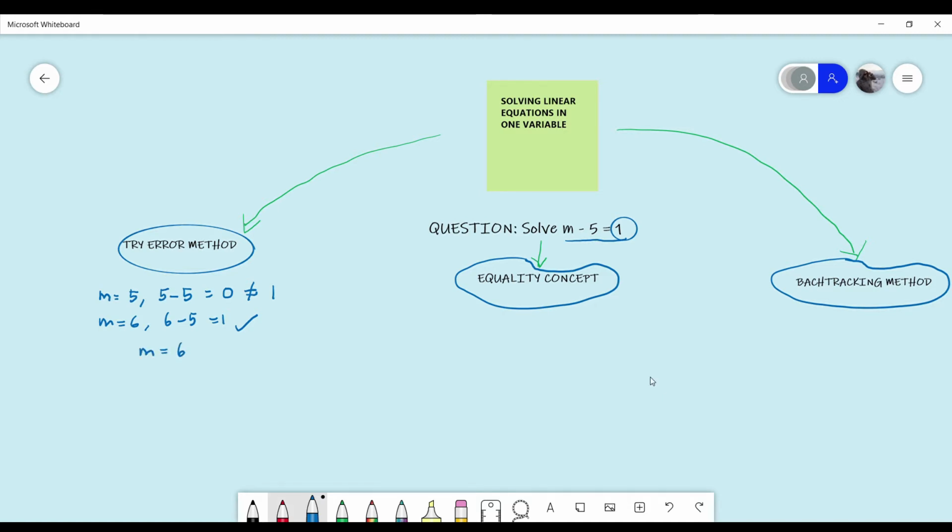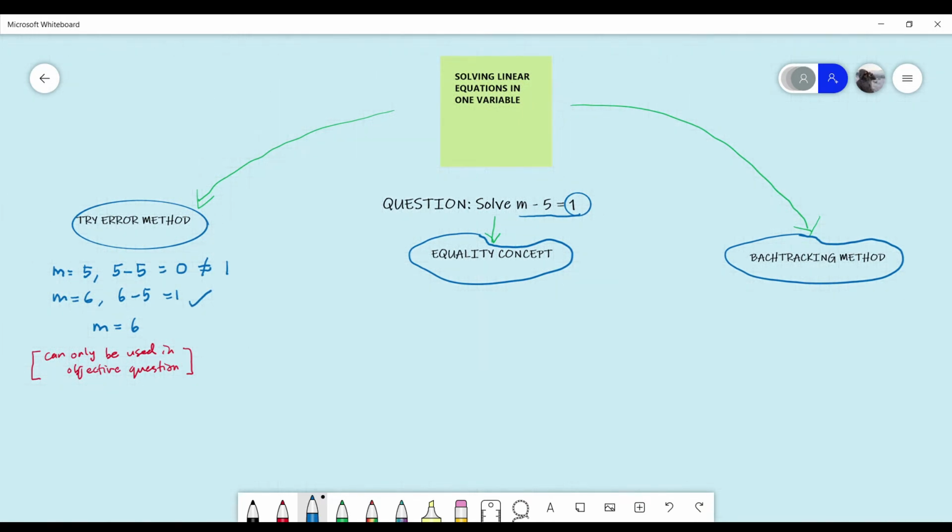Okay, but I want to remind that this method can only be used in objective questions. Okay, bila soalan subjektif, trial and error method are not acceptable. Okay, only can be used in objective questions. Okay, so untuk soalan subjektif, these are two methods that we are going to use, okay, to solve linear equation.